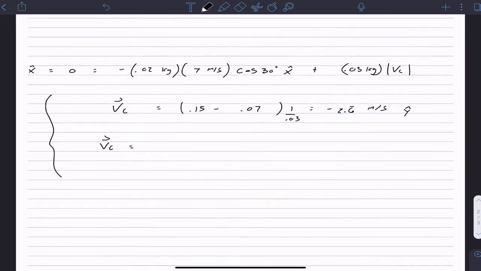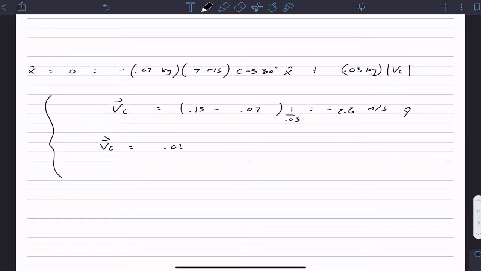Right. Okay, so this is going to equal 0.02 times 7 times cosine 30, the square root of 3 over 2, times 0.14 is 0.07. And then we divide all that by 0.03. It gives us a value of 4.04 meters per second in the x hat direction. Okay, so here are the velocities, right? Negative 2.6 in the y direction and 4.4 in the x direction.